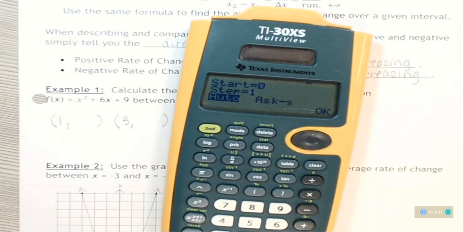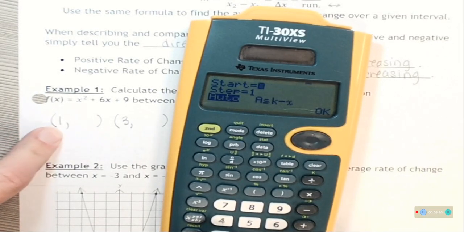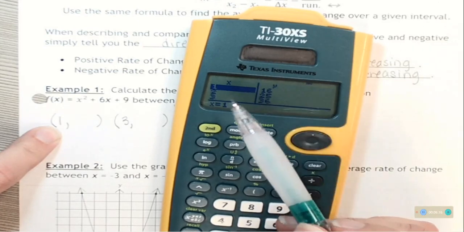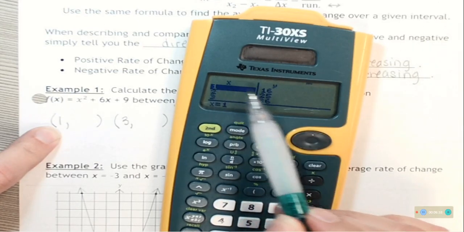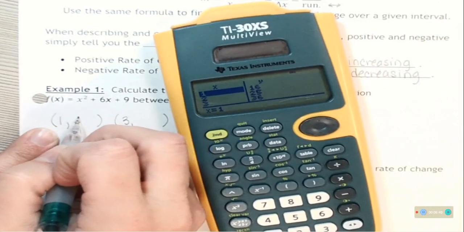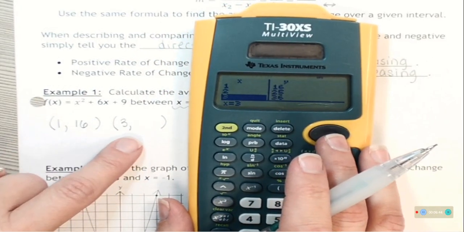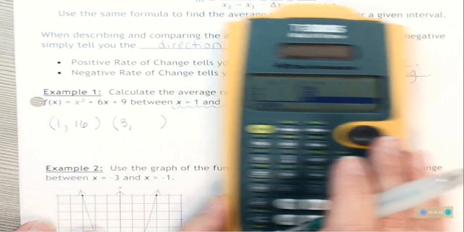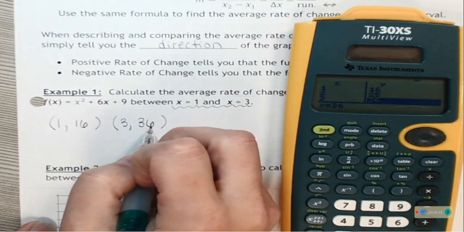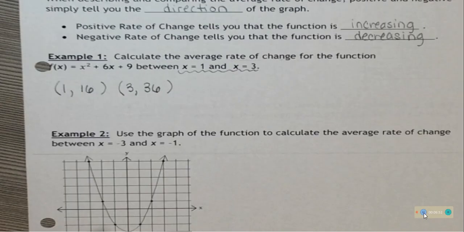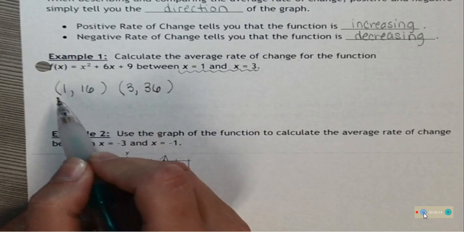It asks me where I want it to start. Well, I'm going to start at my lowest number, which is 1. And I hit enter, enter, enter, enter. This table is telling me that if x is 1, what is y? True. This table also tells me if x is 3, what is y? 36. These are your 2 points.